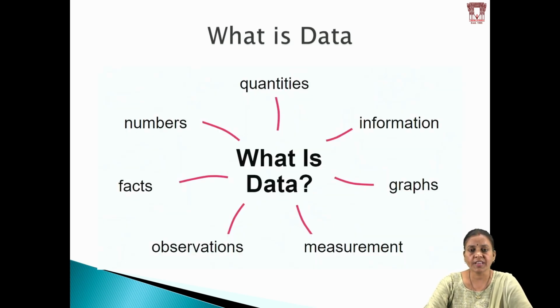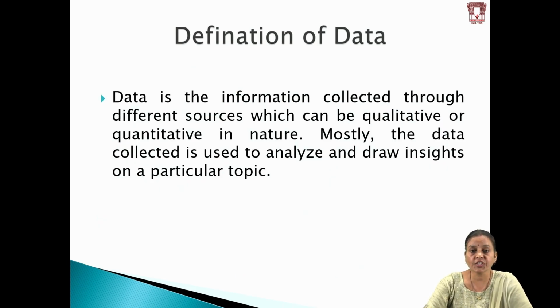Now let us move to the next topic. What is data? Data is nothing but information represented in the form of graphs, measurements, observations, facts, numbers, and quantities. So these all come under data. Let us move to the definition of data. Data is information which is collected through different sources and which can be qualitative or quantitative in nature. Mostly the data collected is used to analyze and draw insights on a particular topic. So this is the definition of data.